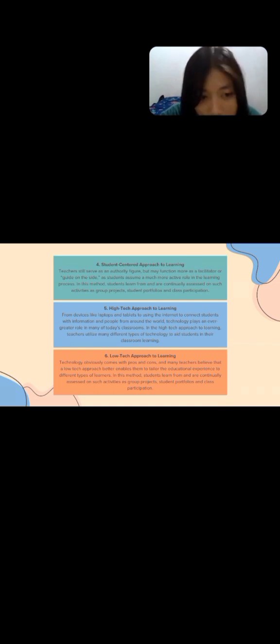And the last one, we have low-tech approach to learning. Technology obviously comes with pros and cons, and many teachers believe that a low-tech approach better enables them to tailor the educational experience to different types of learners. In this method, students learn from and are continually assessed on such activities as group projects, student portfolios, and class participation.